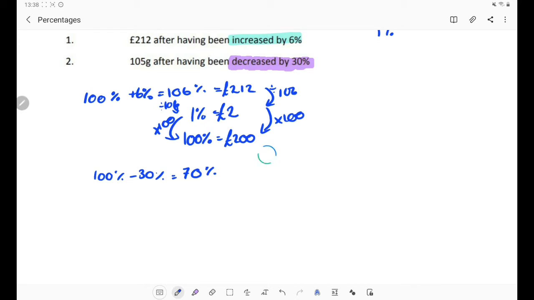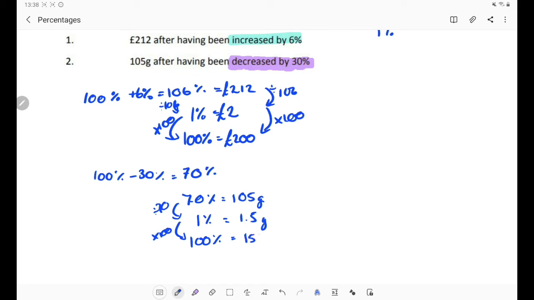So 70% equals 105 grams. And your method is find 1% and then find the original 100%. How do you do that? Well, we're going to divide by 70 and that will give us 1.5. And then you are going to times by 100 and that will give you 150 grams.